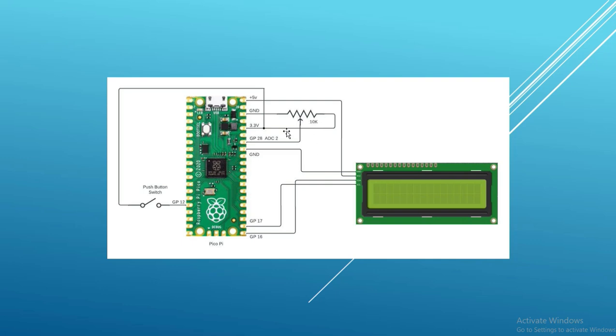Secondly, we're going to have a potentiometer that's going to have one end connected to ground, the other end connected to the supply voltage. And the wiper of this pot will be able to swing all the way from ground to the 3.3 volts. That value will then be read by an analog-to-digital converter on GPIO 28.